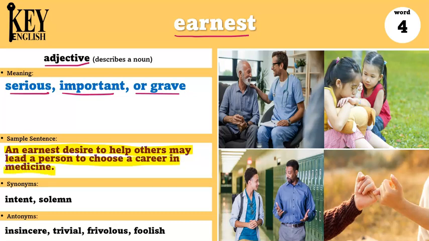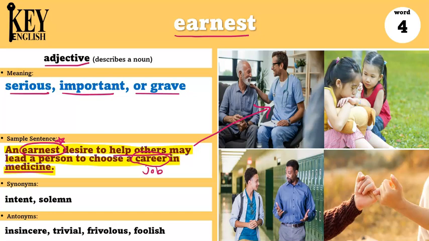So in this sentence, we're saying that if someone is very honest or they really want to help other people, then that person might become a doctor in the future. They might choose to have a job in medicine. Remember, career means job. So if they are being honest and they are being very serious about wanting to help people, then that might be a good job for that person.